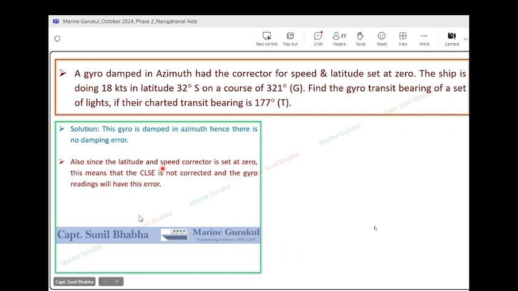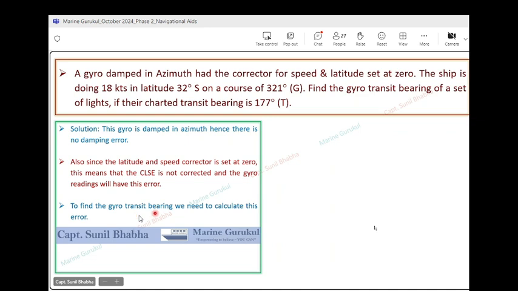Also, since the latitude and speed corrector is set at 0, this means that the steaming error, the CLSE, is not being corrected, and the gyro readings will have this error included in them. So whatever readings we are obtaining from the gyro compass will have the steaming error in them, and to get the actual readings we will have to apply or take out this steaming error from those readings.